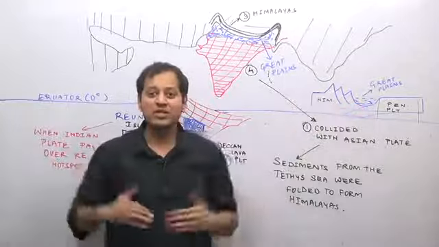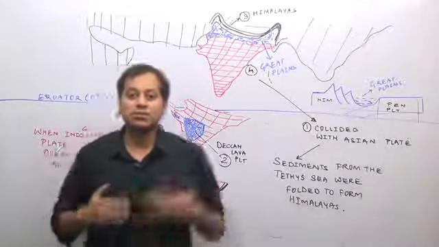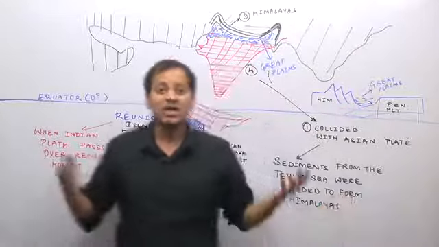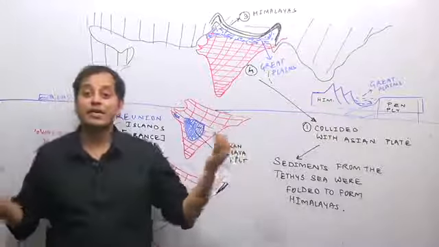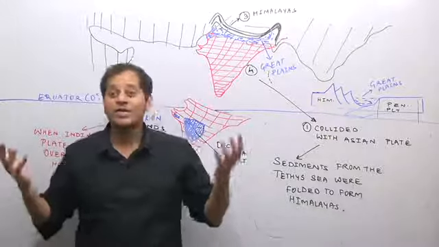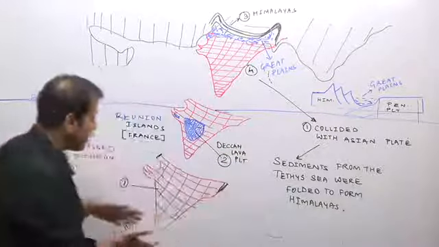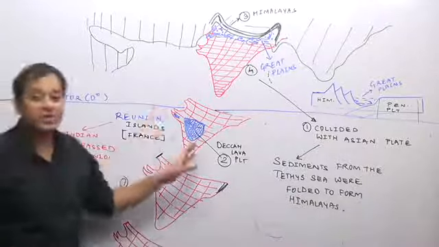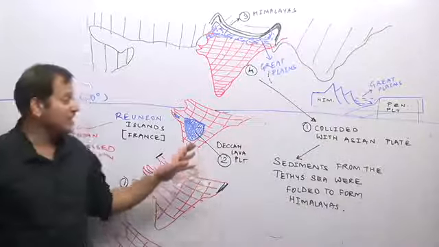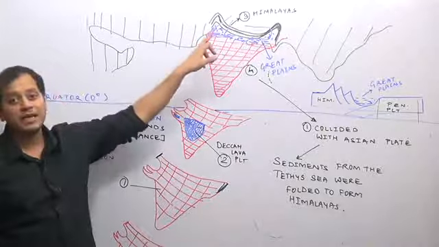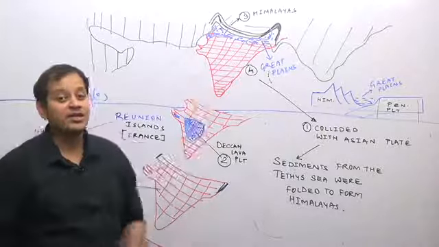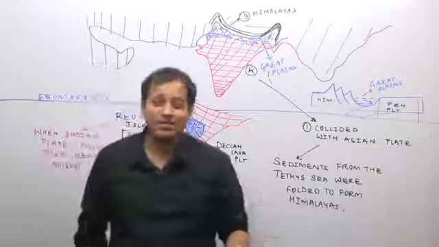The depression was filled up by the sediments which were brought down by the Himalayan rivers, resulting in the formation of the Great Plains of India. So the oldest part of India is the peninsular plateau region. The next oldest part of India is the Deccan lava plateau. After that, the Himalayan region, and the youngest is the Great Plains of India.